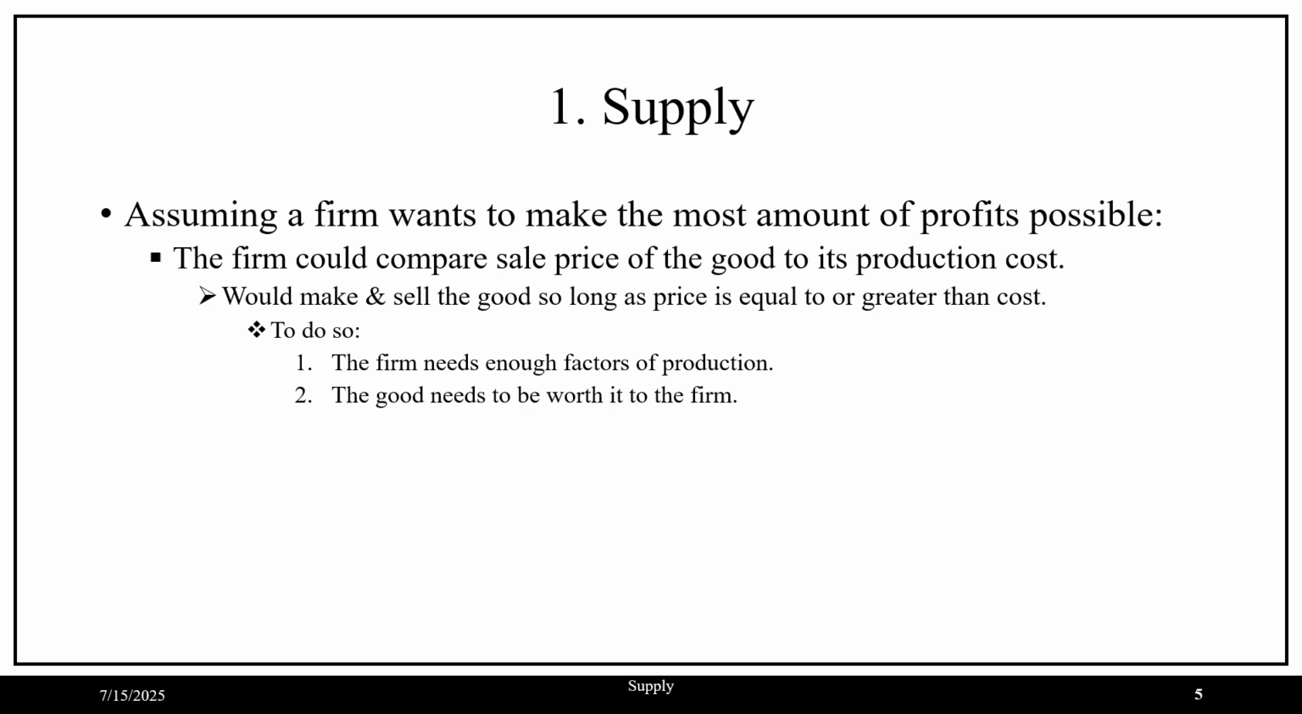Well, assuming that a firm wants to make the most amount of profits possible, what can we say? Where profits is going to be the difference between revenue and cost. Revenue is going to be money in to the firm, so the amount that they earn from selling a good or service, where costs is going to be money out, the amount that they are paying to produce a good or service, so paying for the factors of production.